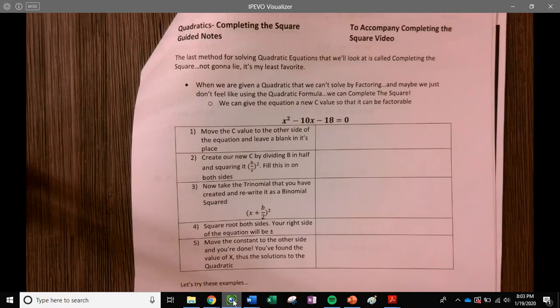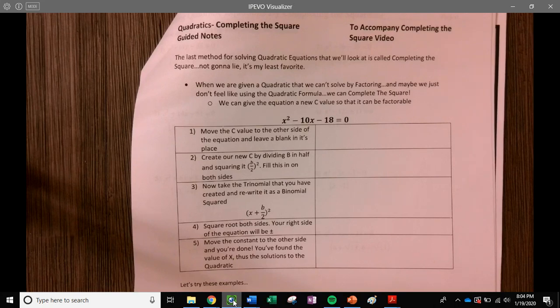Okay, guys, so this is the last set of notes that we have for solving quadratics, and this method is called completing the square. You can see right at the top of the notes. It's my least favorite. I don't really know why I don't love this one. I just don't really feel it.